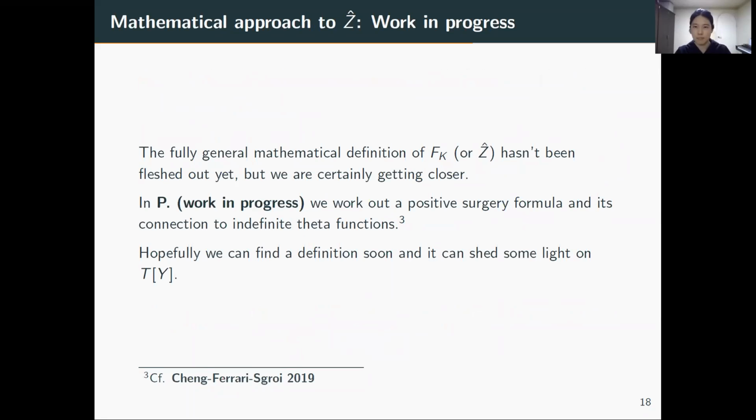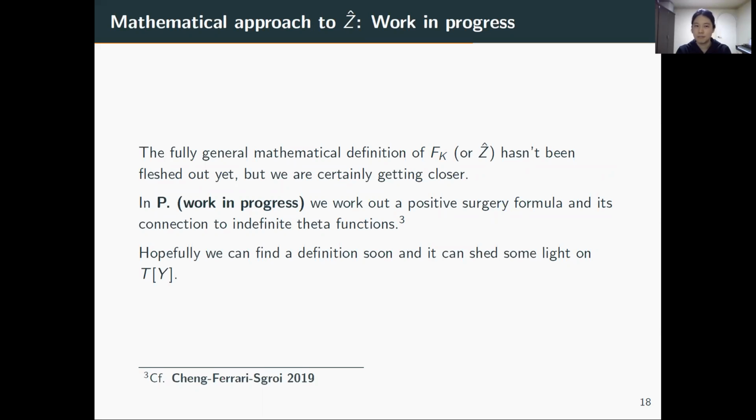Yeah. So before we finish this part 2, as I just explained, we have a whole bunch of examples, and so even though we don't have a fully general mathematical definition of FK and Z hat yet, I think we are certainly getting closer.